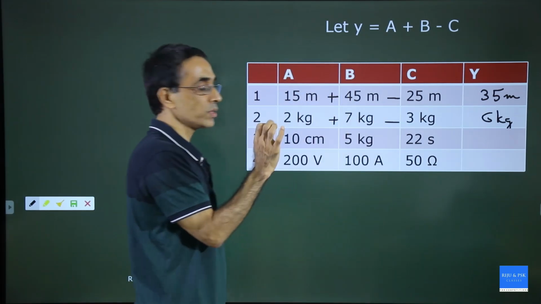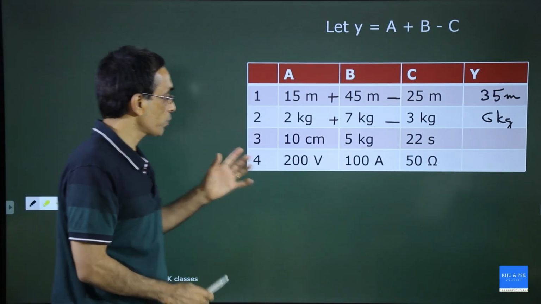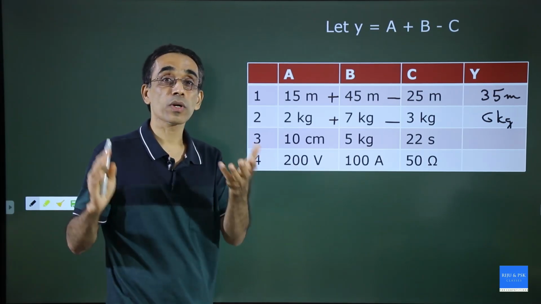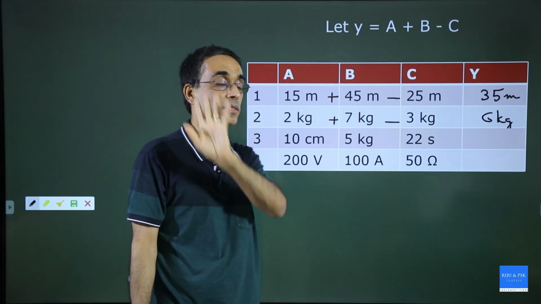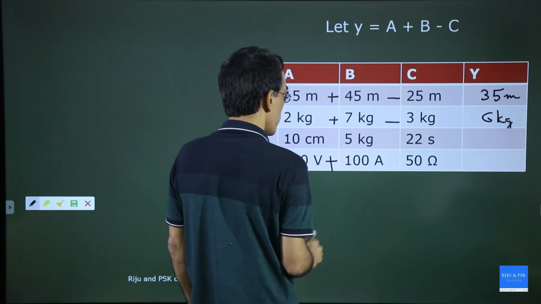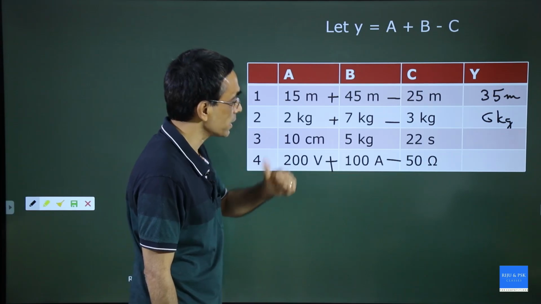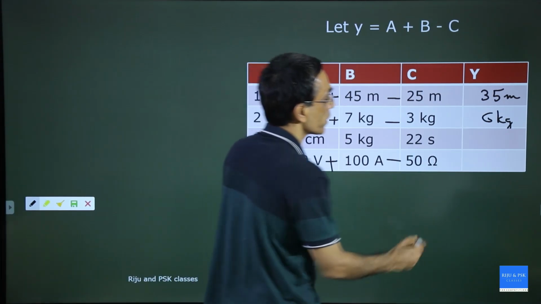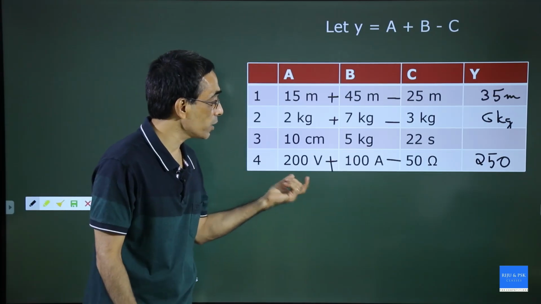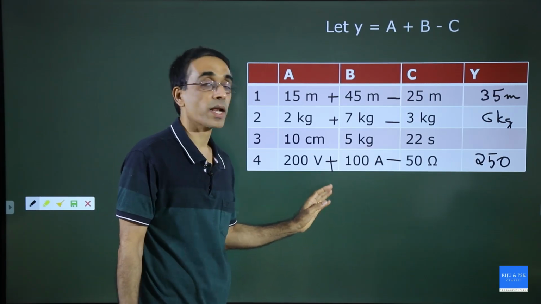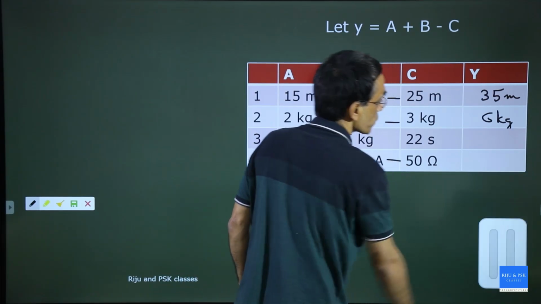First two are logically, physically defined. Fourth one, 200 volt voltage, 100 ampere current, 50 ohm resistance. Can you do 200 volt plus 100 ampere minus 50 ohm and say 200 plus 100 is 300, 300 minus 50 equal to 250? You can't. Mathematically you may be able to, if the units were absent, you could have done this, but physically you can't do this. So this is also not possible.